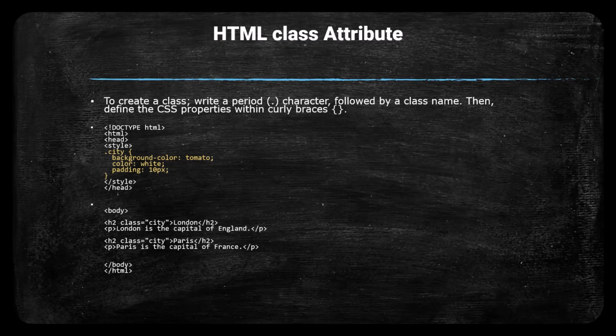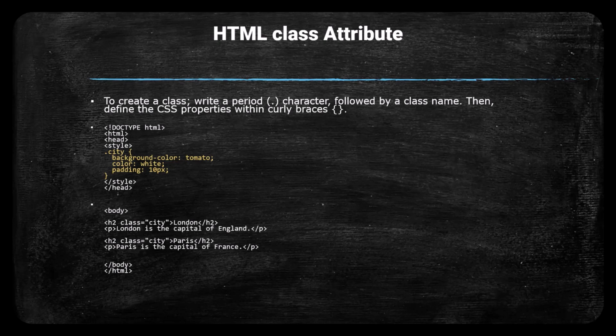Hi guys, in this tutorial we learn about HTML class attributes, that is, how we use classes and IDs in HTML. Class means, if you know something about code like C++ and JavaScript, you know about classes. But if you are new, I can tell you that a class is a group of things. To create a class you need a dot character followed by the class name, that's all.